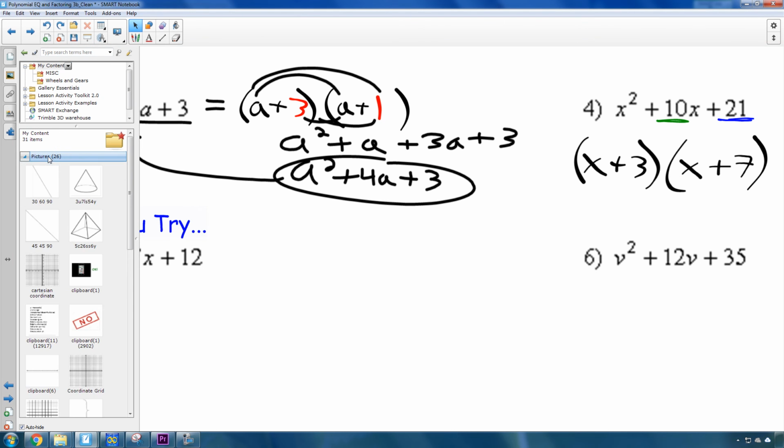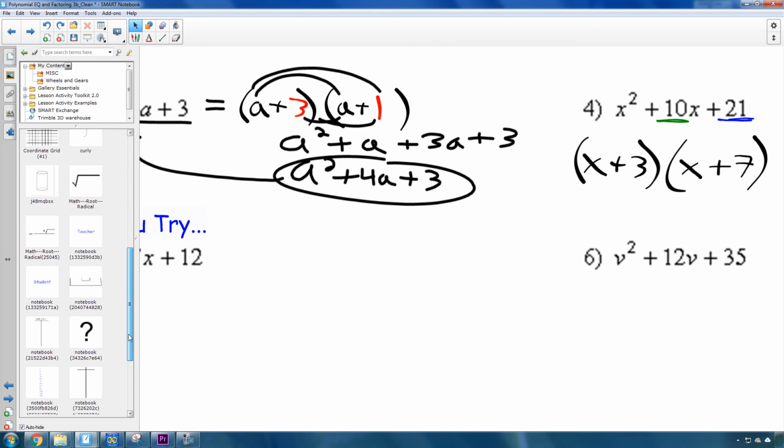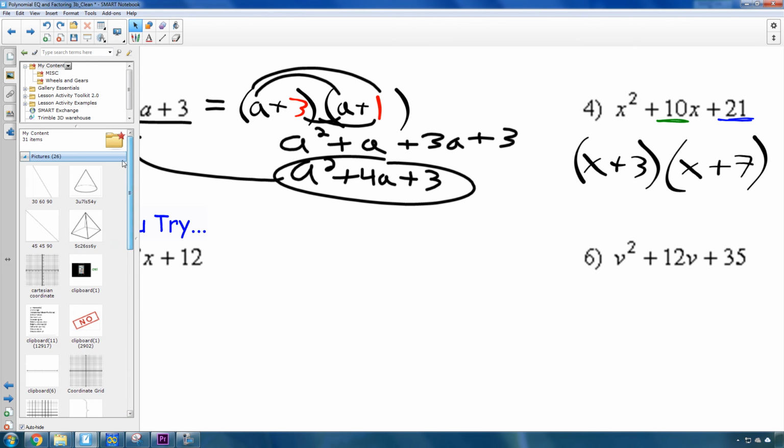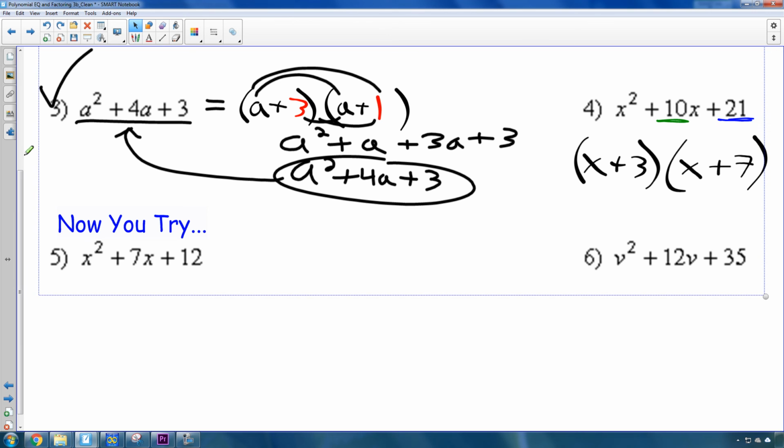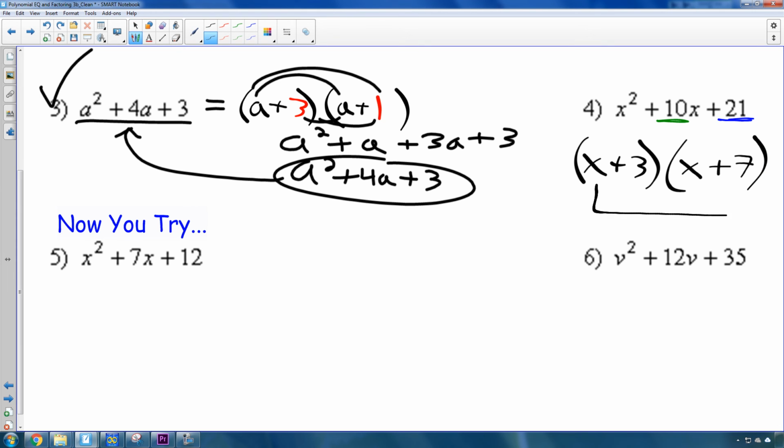No, that's too bad. So what I like to do is look at the outsides and say, okay, well, this is 7x and this is 3x. Do you see that? 7x and 3x is 10x. So when I do the O and I of the FOIL, we'll be good to go. And obviously we know that 3 times 7 will give me the 21. So that's kind of where we're at.